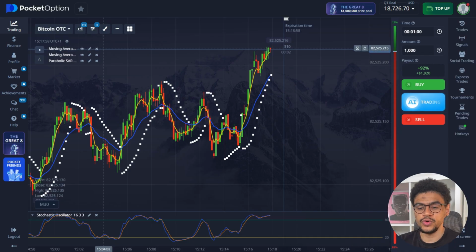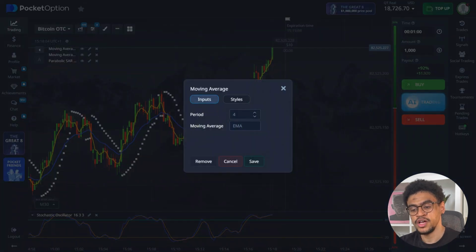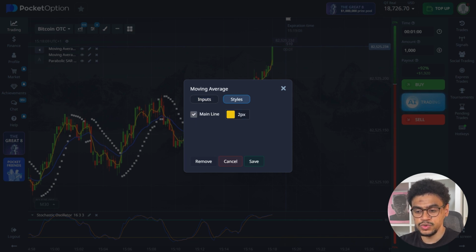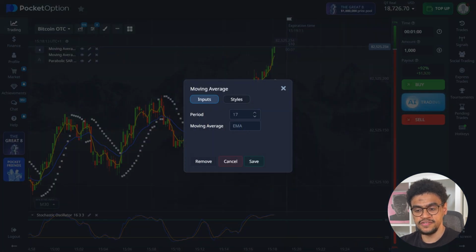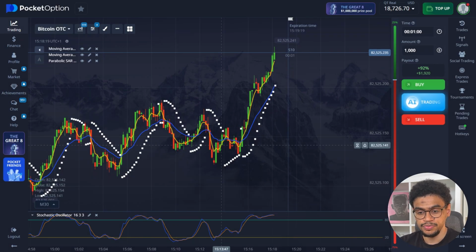Alright guys, so before we get into trading, let me show you the settings for the strategy. So first thing, moving averages. You want 2 of those. First one with the period of 4, type EMA, and for the styles we go yellow, 2 pixels thickness. Now the second one is going to be period 17, type EMA, styles 2 pixels, and we have a blue color. So there it is.